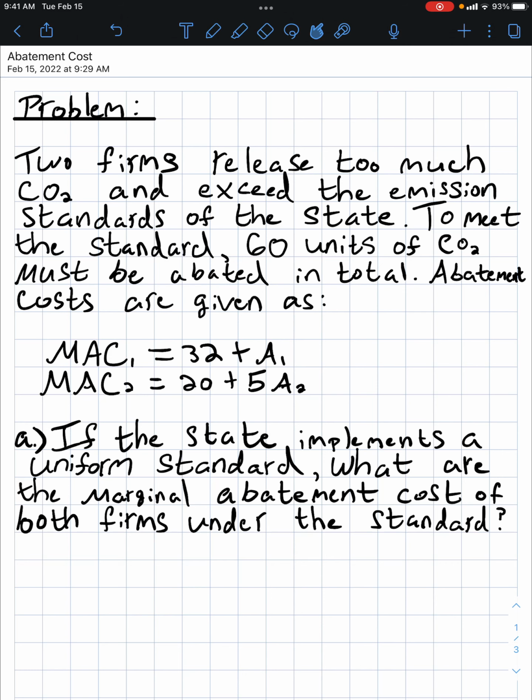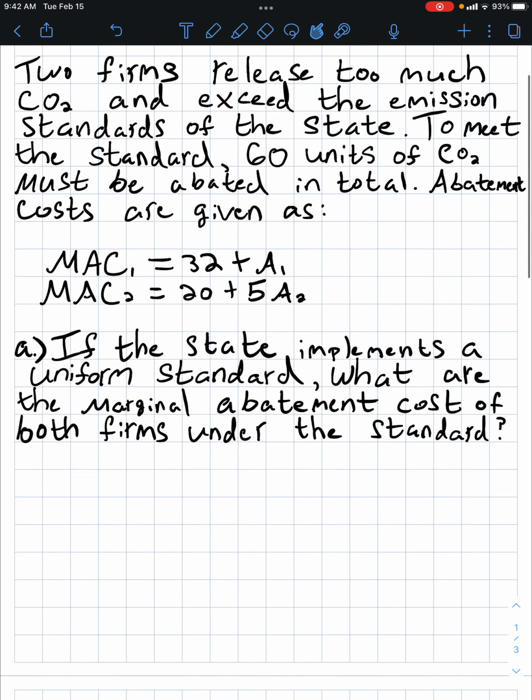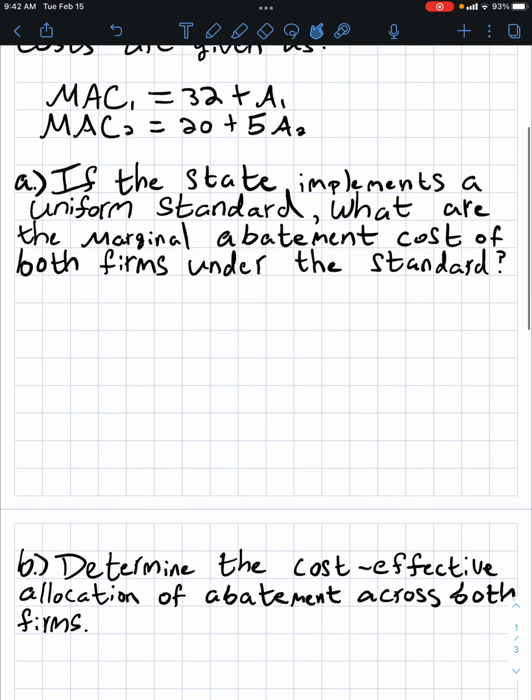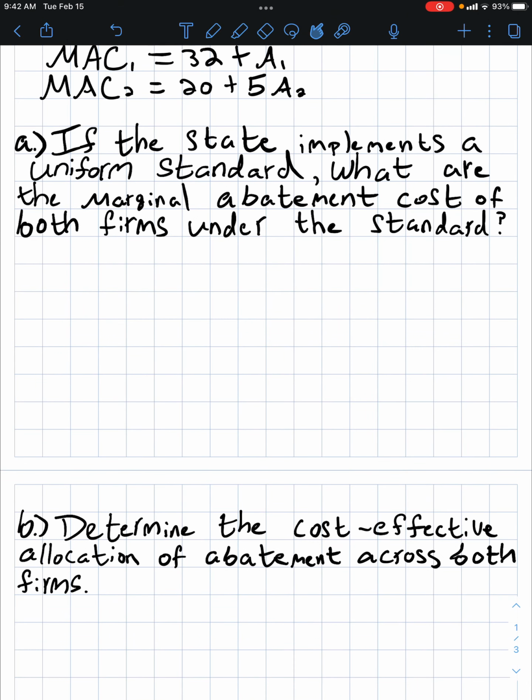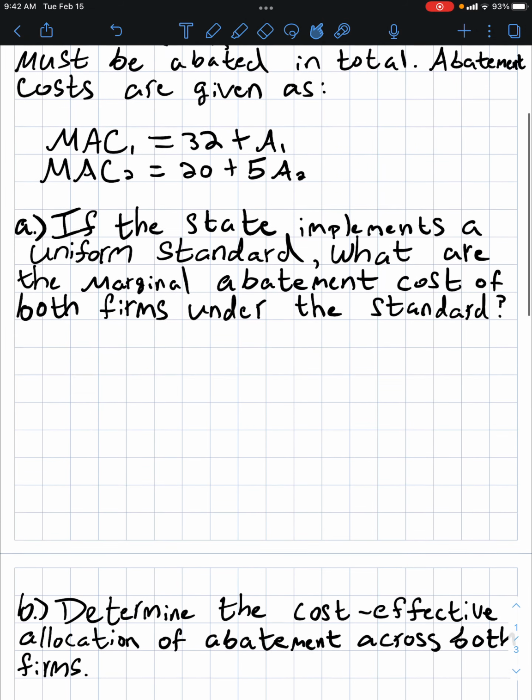Part A, if the state implements a uniform standard, what are the marginal abatement costs of both firms under the standard? Part B, determine the cost-effective allocation of abatement across both firms. Now pause this video, take a few minutes, and solve this problem.